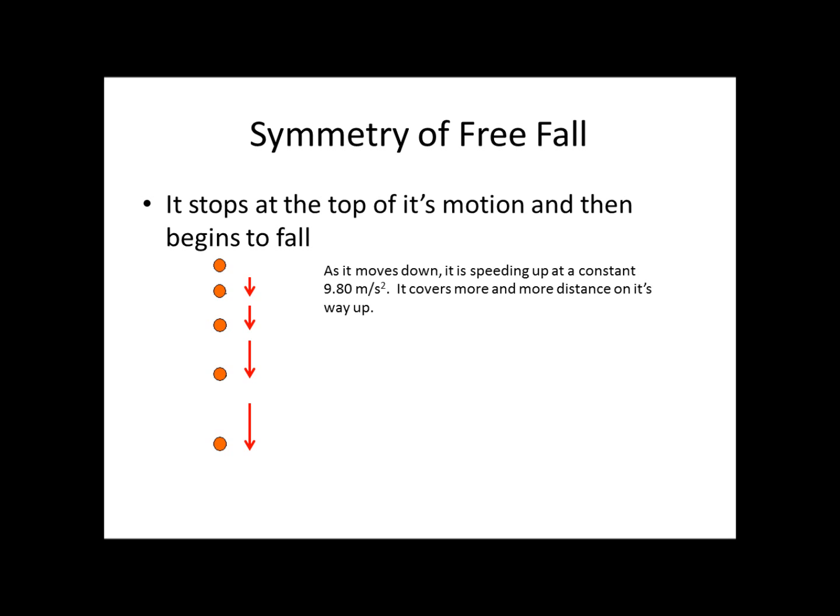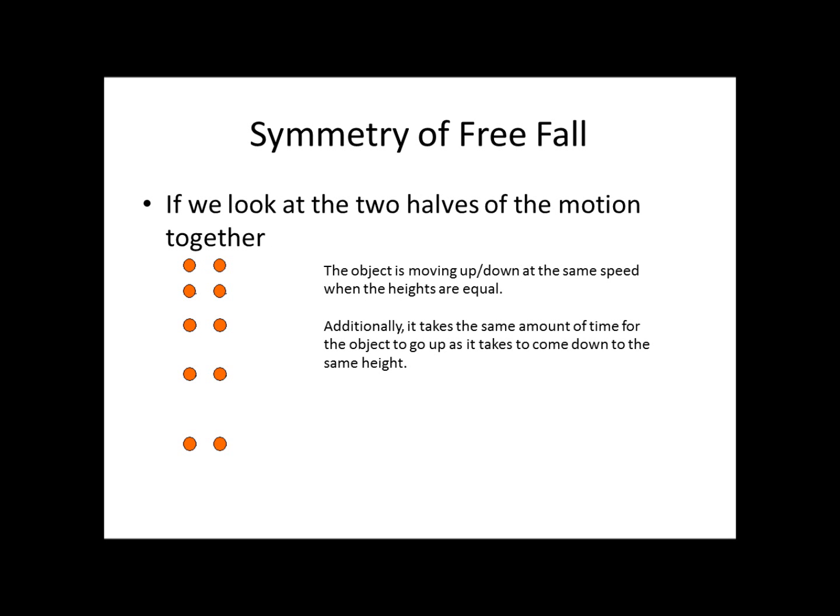It's covering more and more distance, and we see that with the bigger and bigger and bigger velocity vectors. Now let's put the two halves of the motion together, and we can see that one side looks just like the other. Okay, the object is moving up or down at the same speed at any given height. So we see the two balls, which is actually the same object going up and then down at the same height, are going the exact same velocity, exact same speed. The only difference is that on the way down, that velocity is negative.